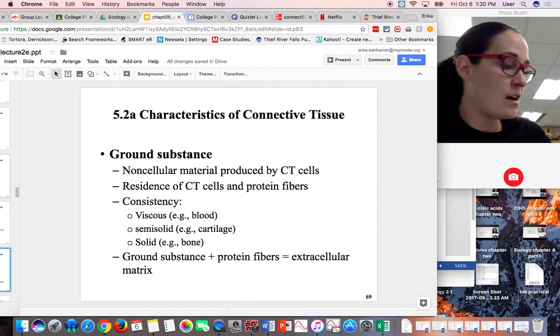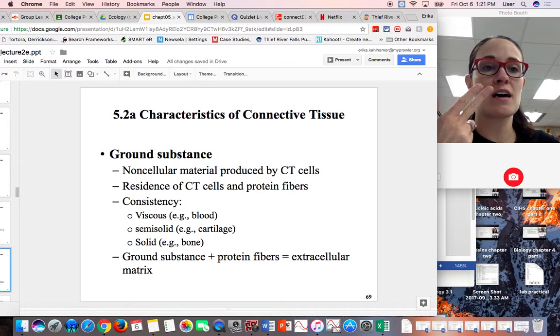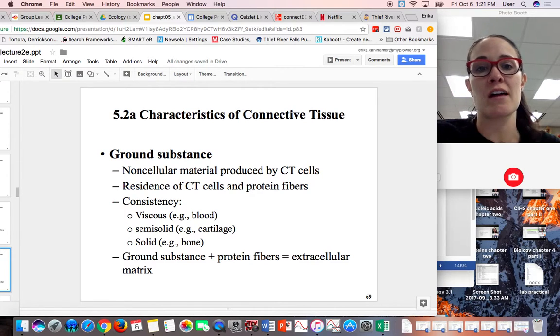The last feature of connective tissue is ground substance. So we're not talking cells within it, we're not talking the fibers, but we're talking about everything else.